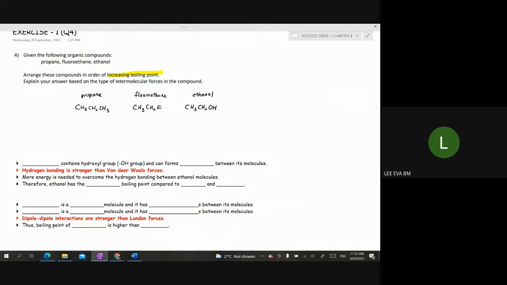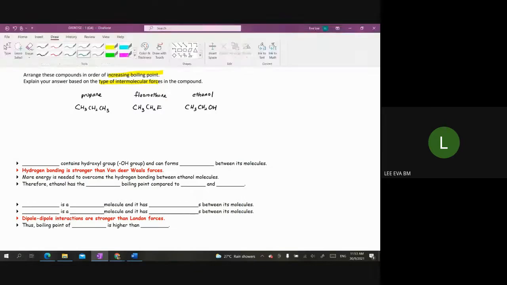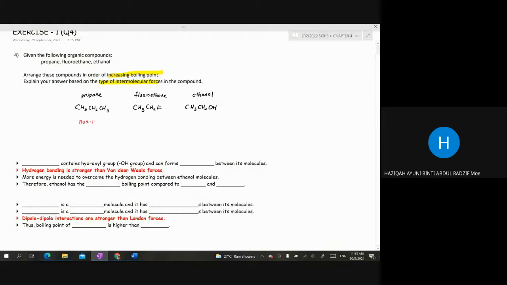So we want to see what their dominant force is. Explain your answer based on the type of intermolecular forces. Can I know, in propane, is it polar or non-polar? Non-polar. What forces are in propane? London forces. Very good. How about fluoroethane? Polar. What forces? Hydrogen bond. Dominant force: hydrogen bond.